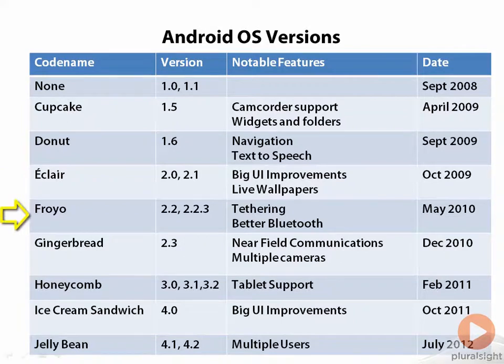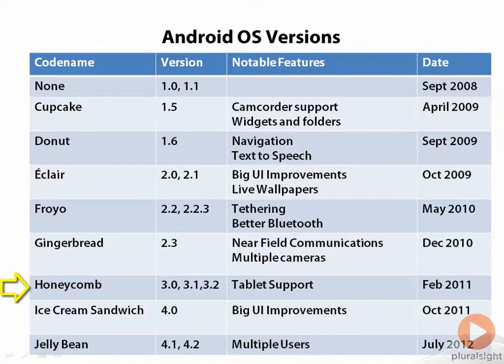Froyo was next up, and it was an incremental improvement over 2.0. It provided some things like tethering and improved the Bluetooth capabilities of Android. Next up was Gingerbread, and this added near-field communications, which is an interesting feature that's not available on very many phones today, but I think in the future will be used a lot more, which basically allows you to read and send data with your phone and is used for payment systems. It also supported multiple cameras.